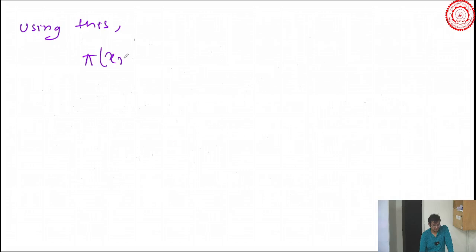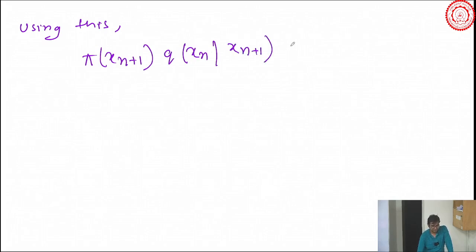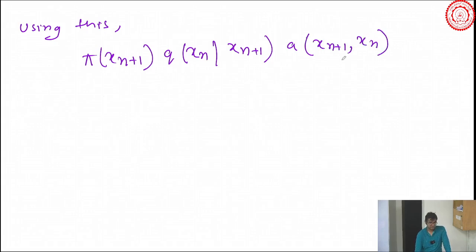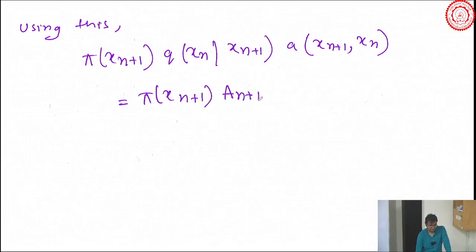Pi of xn plus 1 q of xn given xn plus 1 a of going from xn plus 1 comma xn, which is equal to pi of xn plus 1 multiplied by a of n plus 1, right? And now combining, you know the detail, this proves the detailed balance. So detailed balance is proved. Okay.